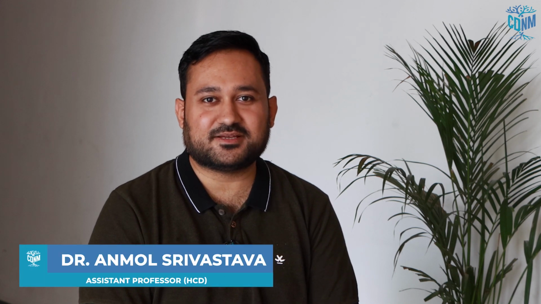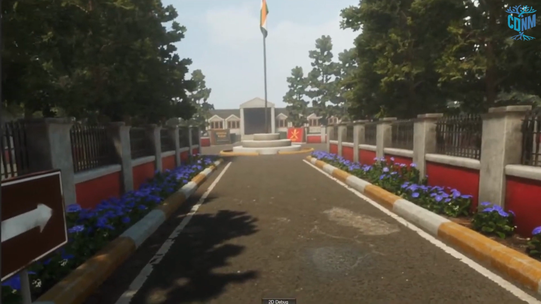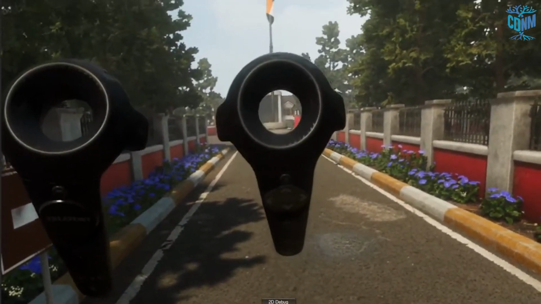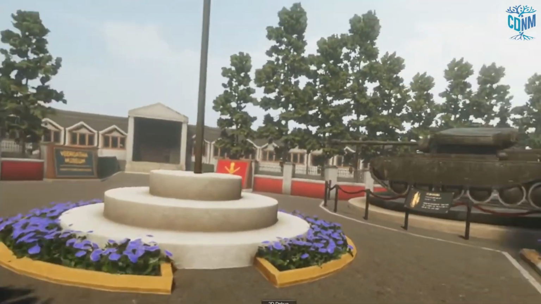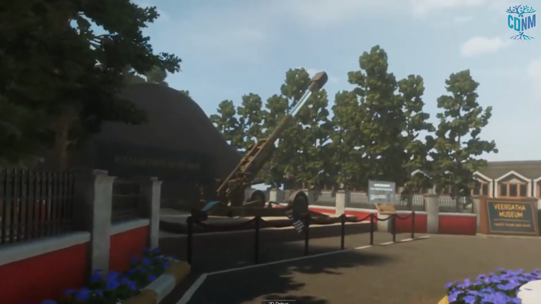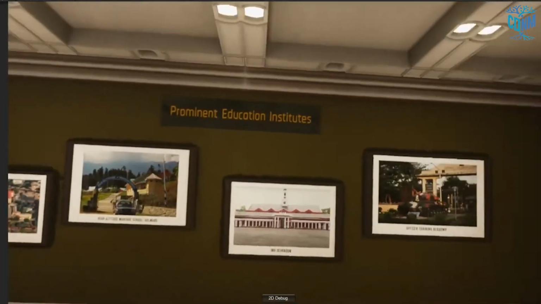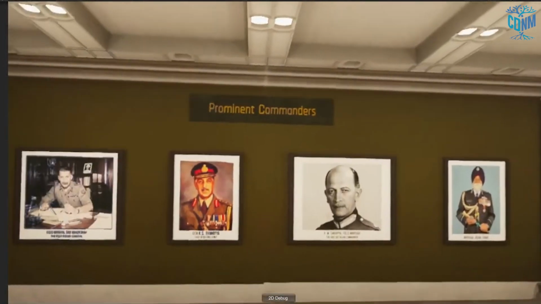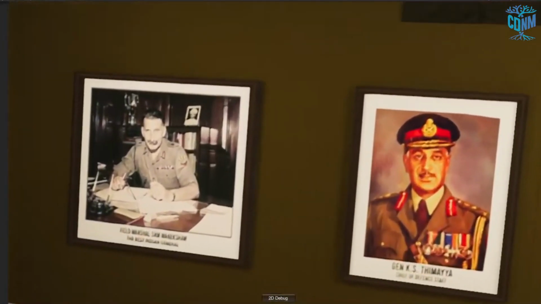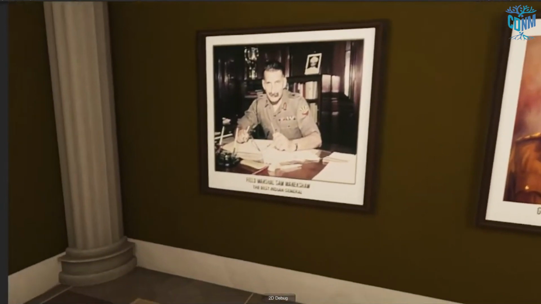My area of research is human-computer interaction, where I'm particularly exploring AR and VR and tangible interactions. One of the projects that we are currently involved in is the Veer Gatha Museum, which is a museum that has been created in virtual reality. It showcases the story of India's brave soldiers and is an attempt to preserve India's military heritage and also raise awareness amongst people about the contribution of the Indian Army. The museum currently displays the Param Vir Chakra busts and the artillery that was used in the Kargil war.